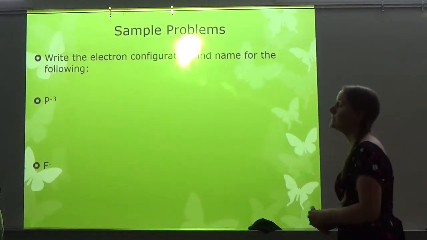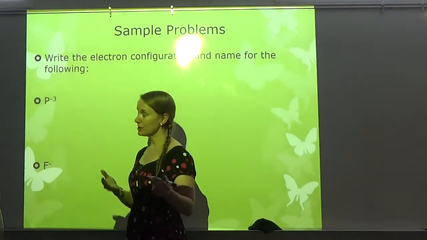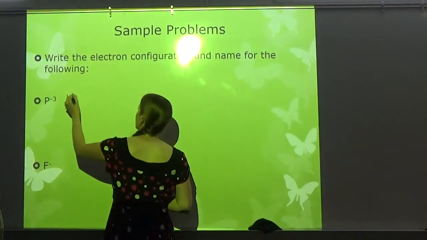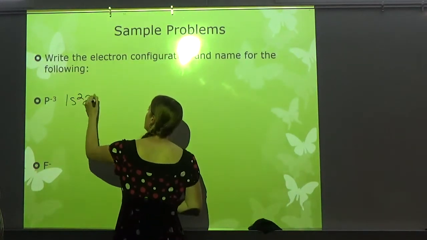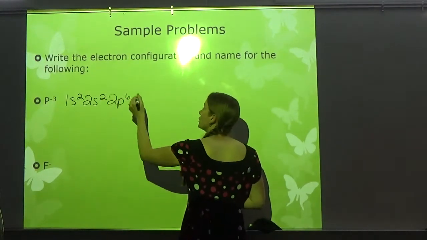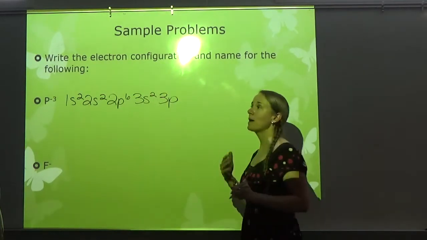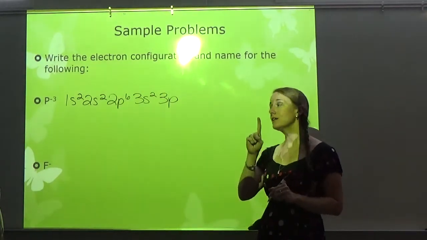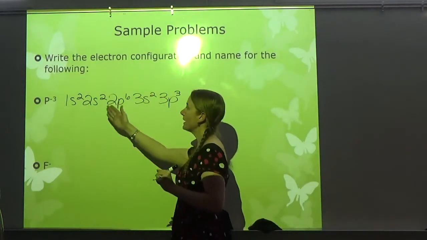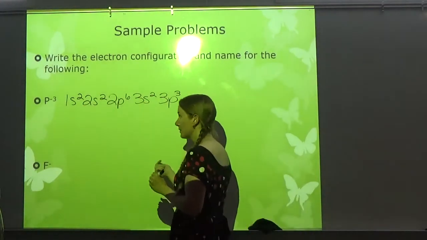So let's look at a couple together first. Here we have P, which is phosphorus. It has a -3 charge, and let's just worry about phosphorus right now. I'm going to start at hydrogen, so it's 1s2. Now I'm at lithium, 2s2. I'm at boron, 2p6. I'm at sodium, 3s2, and I'm at aluminum, 3p. And remember, I'm just going to phosphorus, so I do 1 for Al, Si, P. So I end up with 3p3. I don't need to rearrange because I haven't gotten out of order yet.